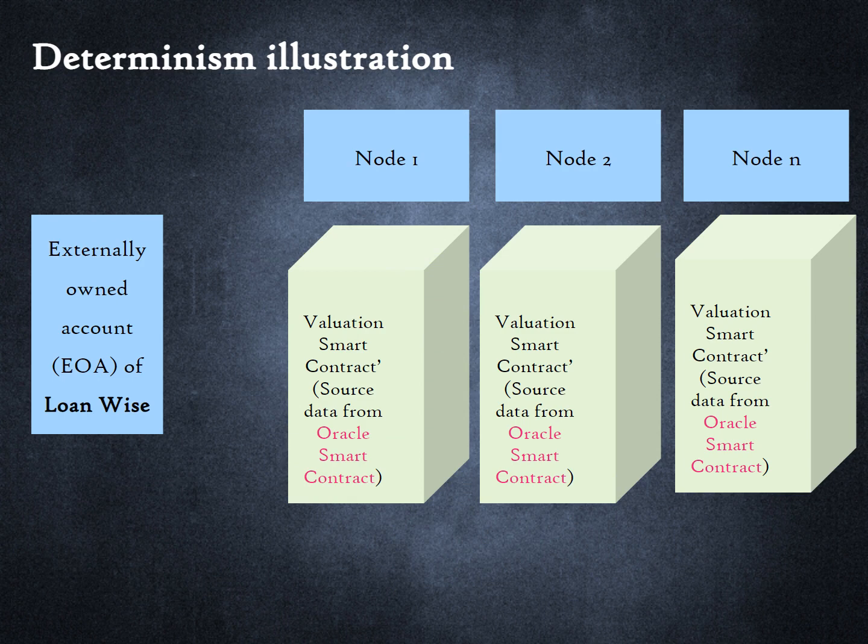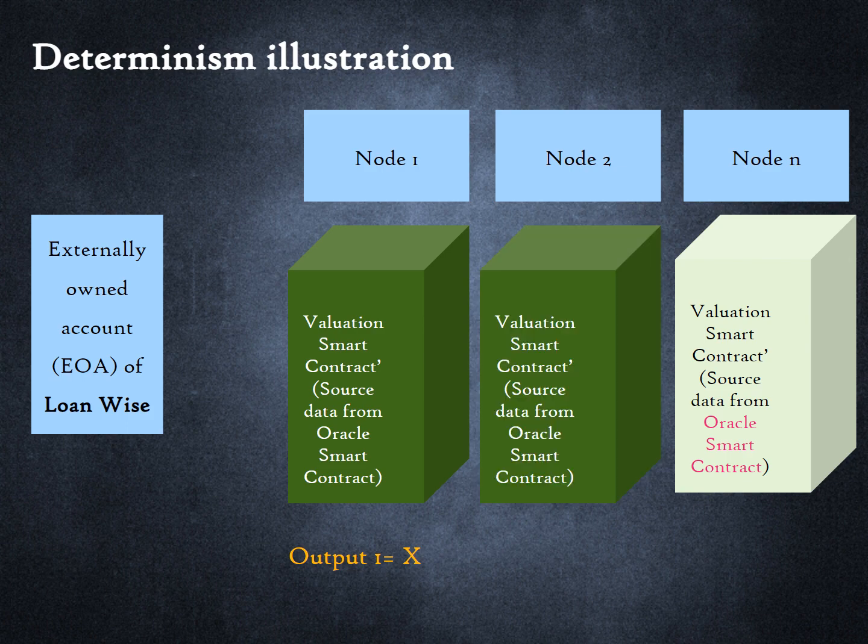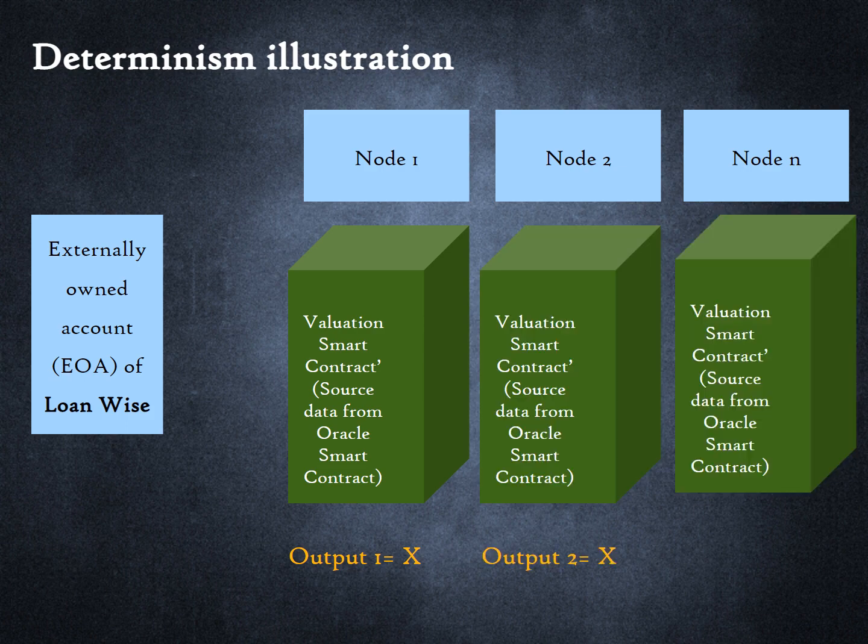We can now go back to the valuation smart contract. As we noted, when the transaction was triggered to run the valuation contract, it initiated a process which updated the Oracle smart contract. While executing the valuation contract, each node pulls a specified value from the Oracle smart contract on the blockchain. All outputs are identical and hence, the condition of determinism is met.